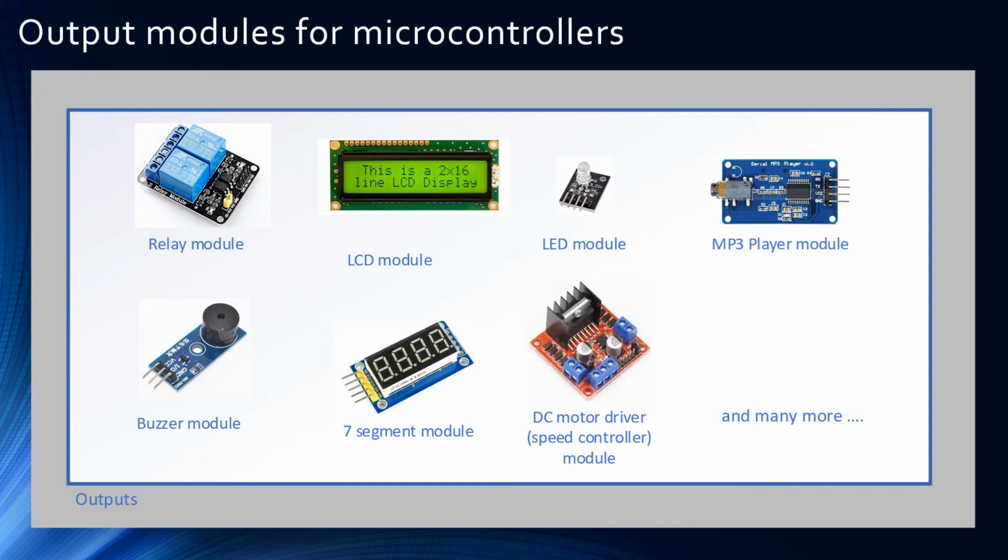Another example is a buzzer. If you want to build an alarm system, the output can be a buzzer. And there are many things that you can do. Like if you want to design a watt meter, the output can be the LCD, because you want to display the current, the voltage, the consumption. So you need some kind of display, which can be an LCD module, and many more.